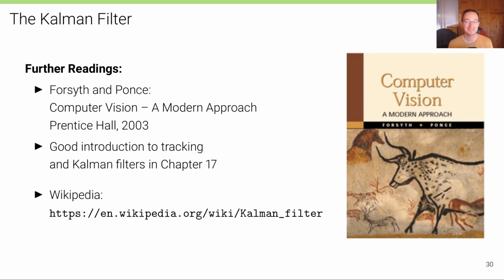Okay, so let's finish this unit with some pointers to further readings. If you're more interested in the technical details of the Kalman filter, of course, Wikipedia is a great resource. But there's also this book from Forsyth and Ponce called Computer Vision, A Modern Approach. And it has a good introduction to tracking and to Kalman filters in chapter 17.